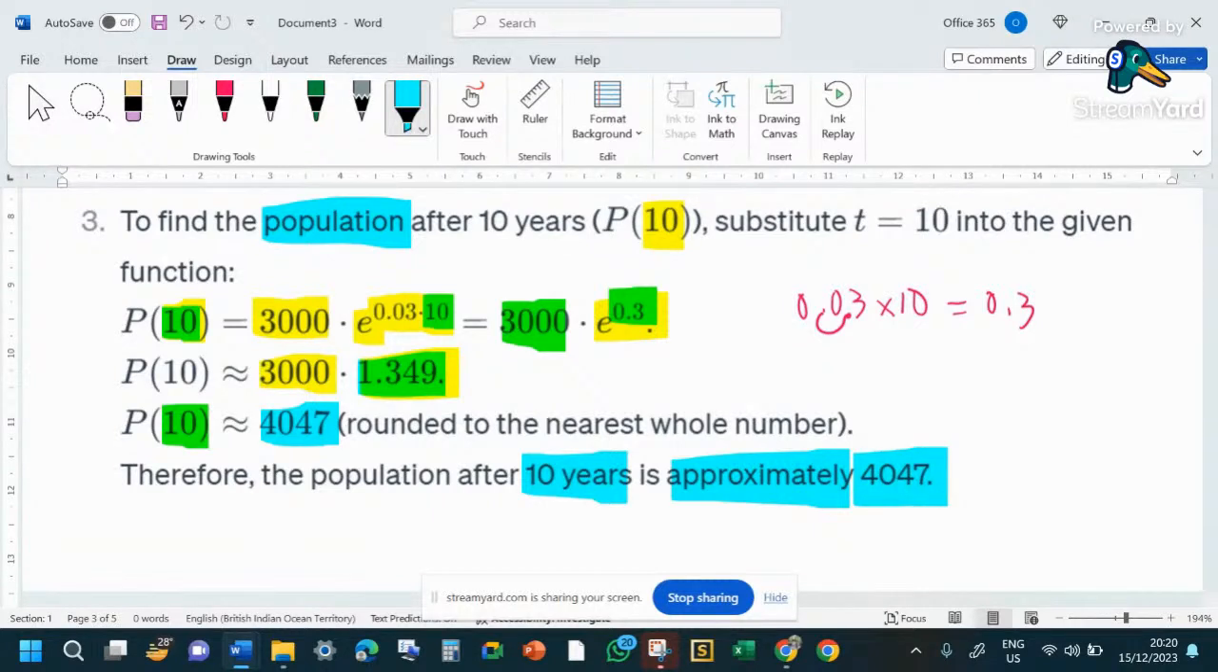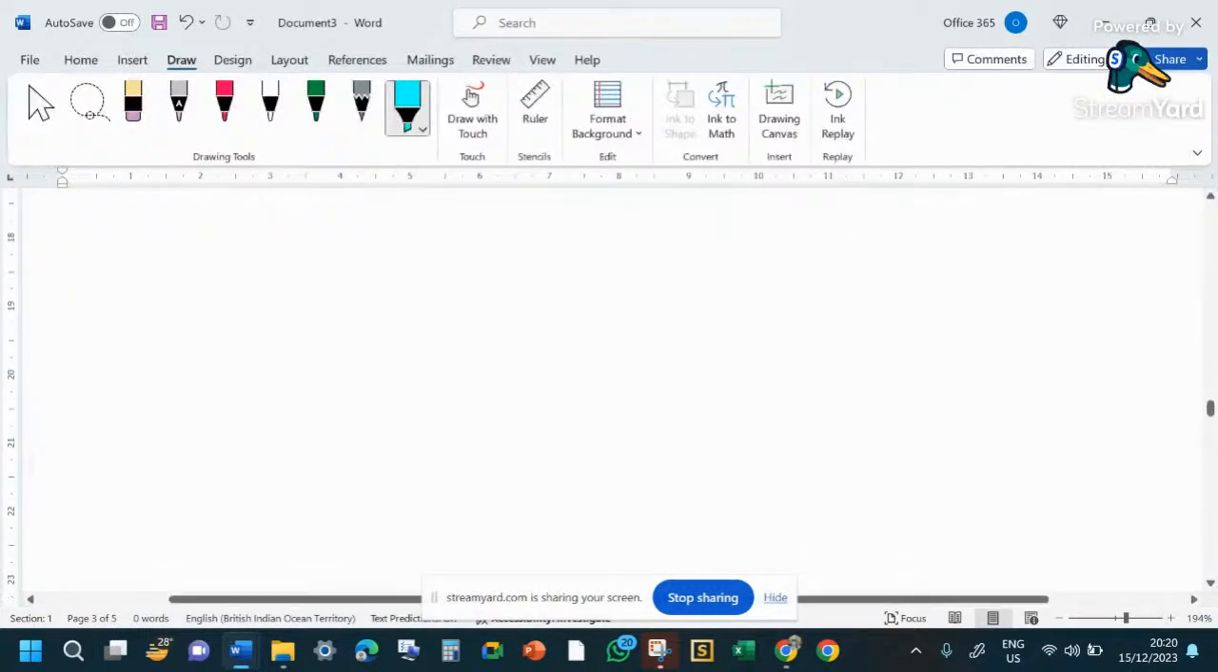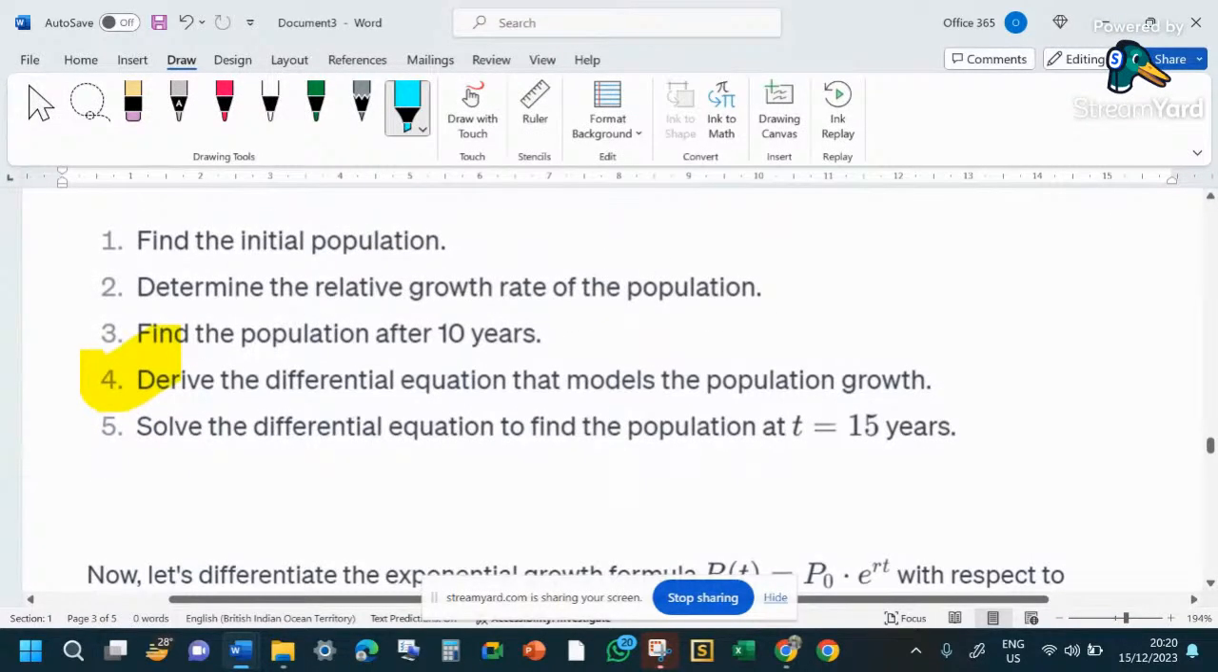You can either round it up or round it down. And we know the rule for rounding numbers: when it's below 5, then we don't round it up, but you have to round it down. But if it's 5 or more, then you have to round it up. Okay, now we move on to number 4.